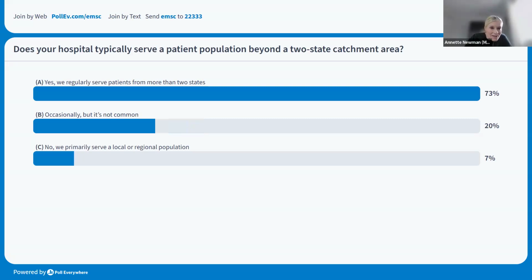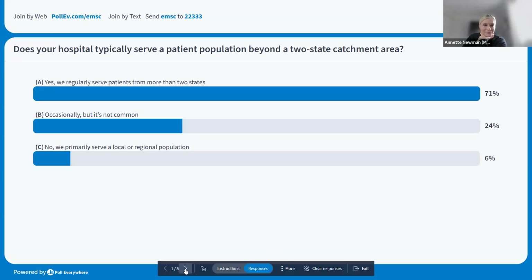Wow, it looks like we have most, 73%, that regularly serve patients from more than 2 states. Some 24% occasionally, but it's not common. And only 6% primarily serve a local or regional population. So we've got a mix of responses here. Some regularly serve patients outside your state, while others are more locally or regionally focused. And this matters, right? Understanding patient movement patterns is critical for evacuation planning and will help us as we move forward with this.